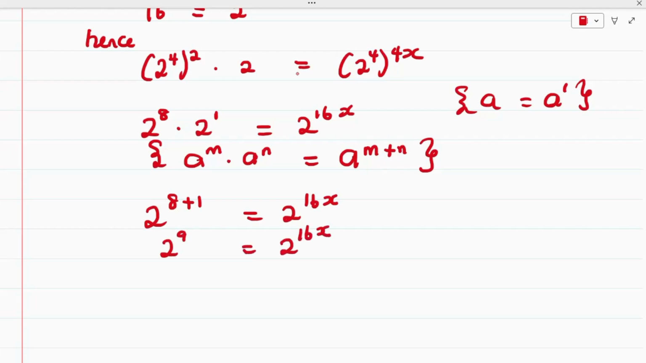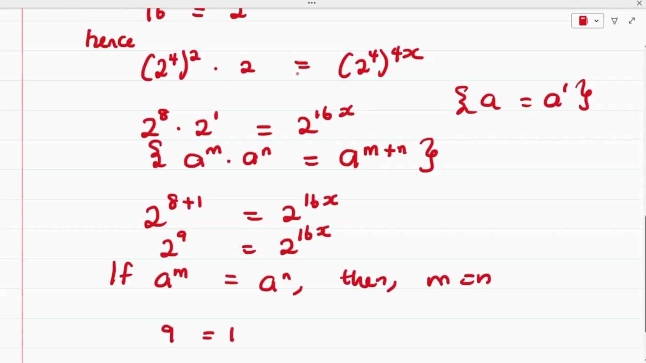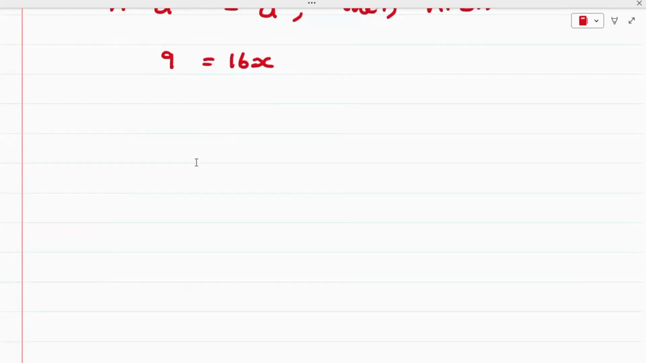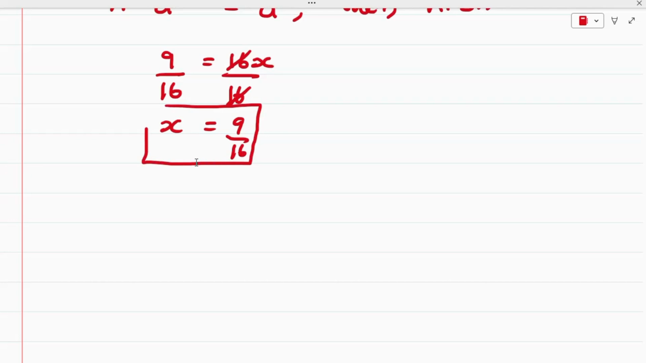16x. Alright, now we have that if a raised to the power of m is equal to a raised to the power of n, then we have that m is equal to n. So applying this, we have 9 is equal to 16x. So dividing both sides by 16 to isolate x, this is going to cancel out this. So we have that x is equal to 9 over 16, and this becomes the value of x.